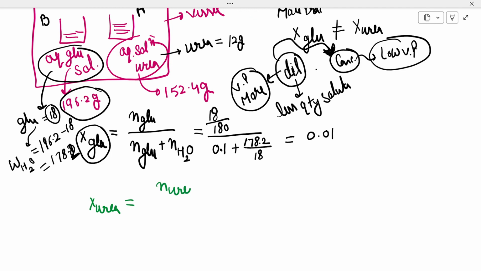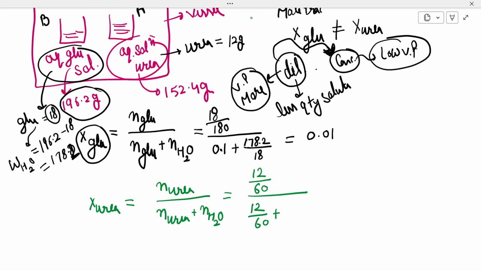Similarly, we have to calculate the mole fraction of urea in the urea solution. So the mole fraction of urea we can calculate as the number of moles of urea divided by the number of moles of urea plus the number of moles of water.